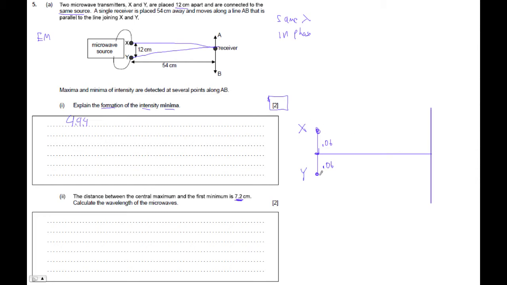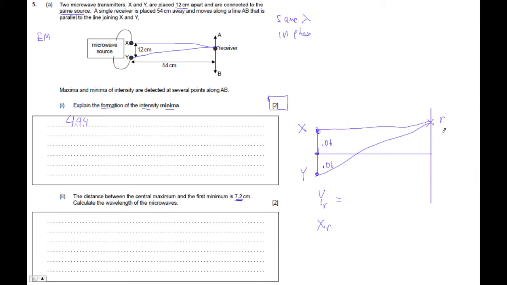They say that this is of course a maximum because it's the same distance from X and Y, and so therefore it's receiving the crests at the same time and the troughs at the same time. And then they say that if we go 7.2, we get a minimum. So what we're going to do is figure out this distance. I'm going to call this point R. I'm going to figure out what YR is, and figure out what XR is. That point is R, so XR is this line there.